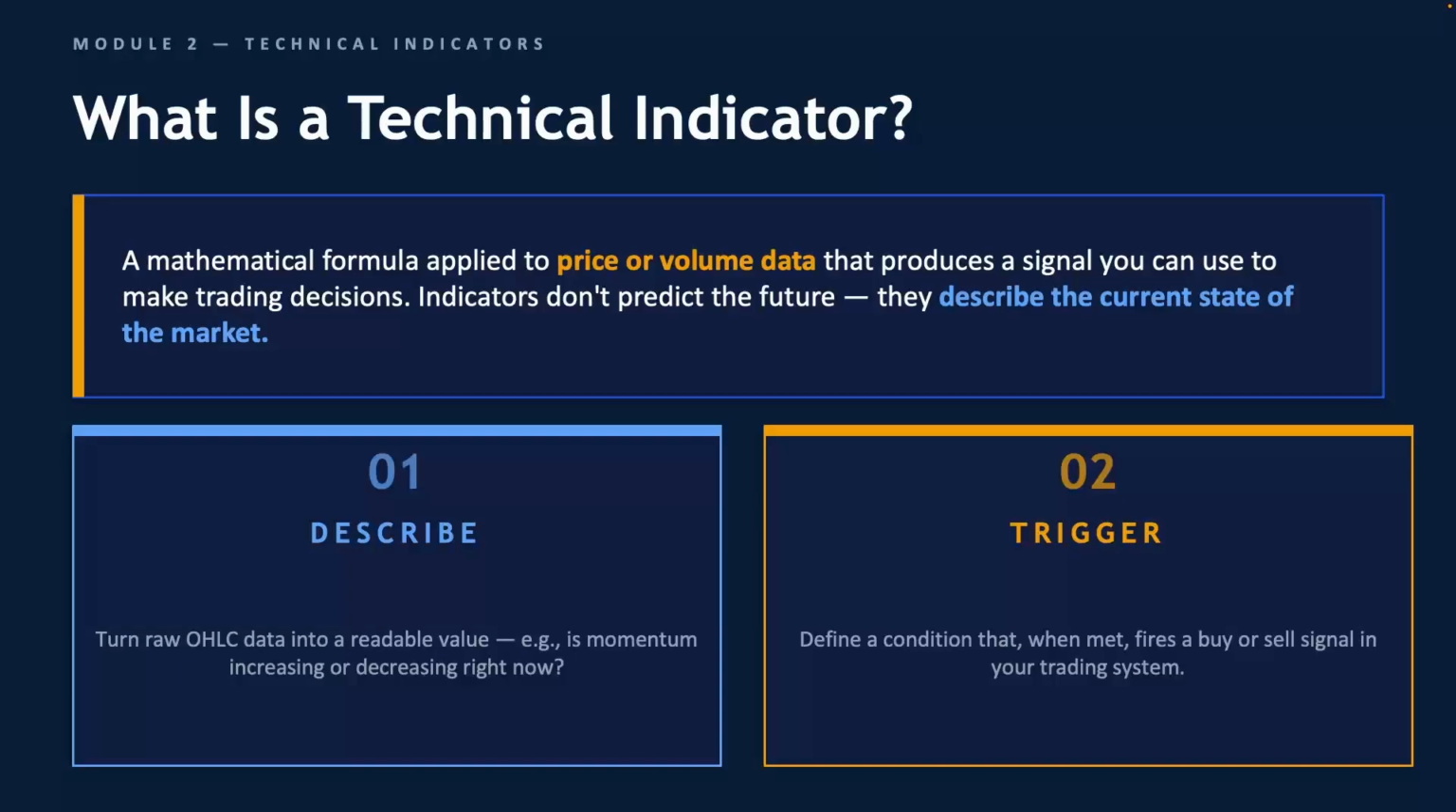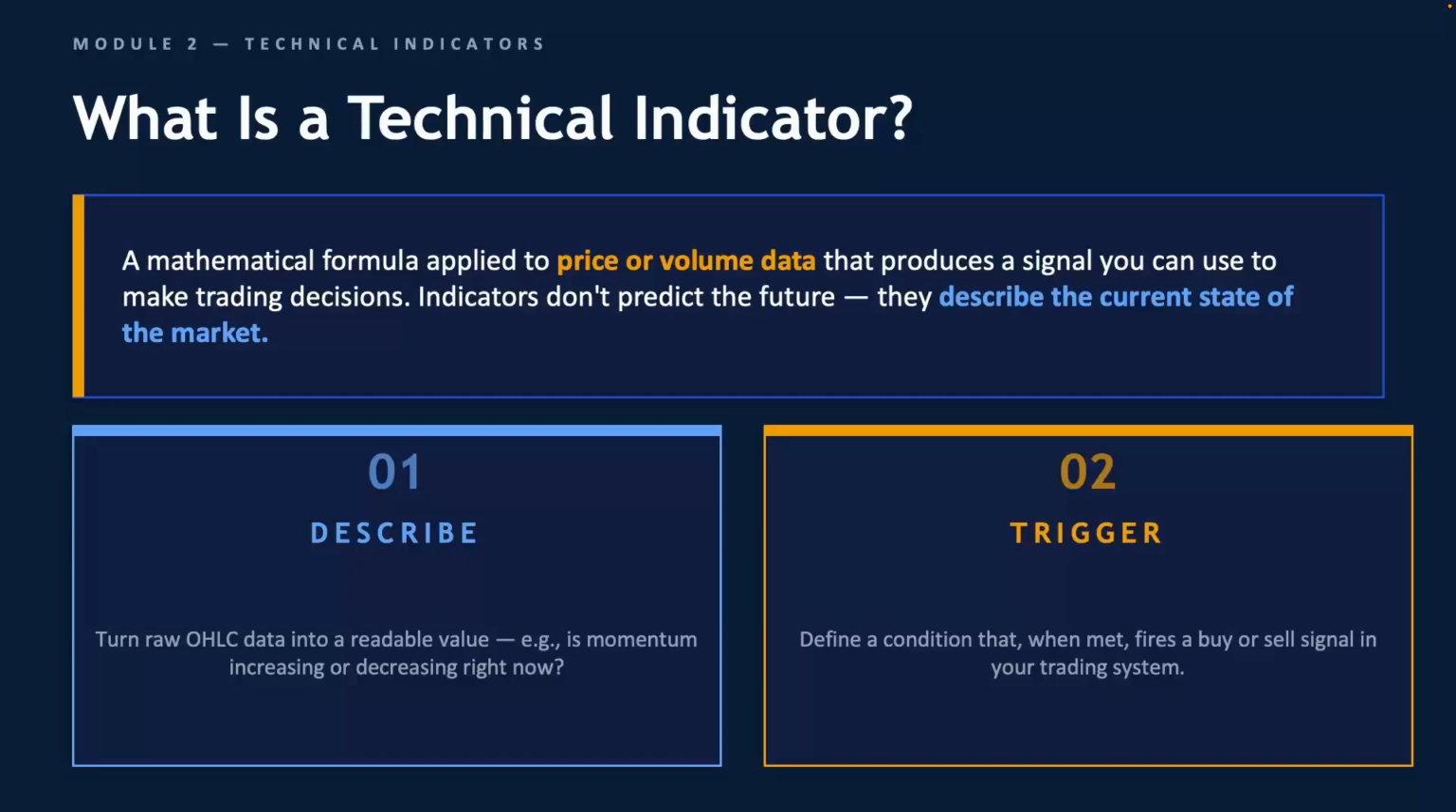So, what is a technical indicator? A technical indicator is a mathematical calculation applied to price or volume data that produces a value or line you can use to make trading decisions. Indicators do not predict the future. They describe the current state of the market and help you identify patterns, momentum, and potential turning points.